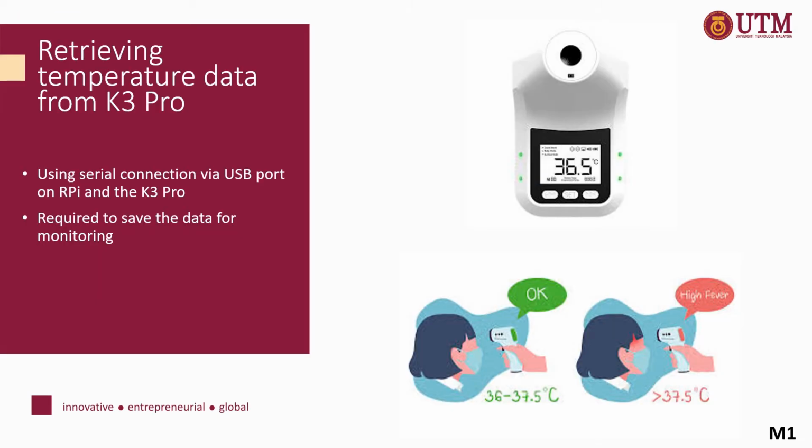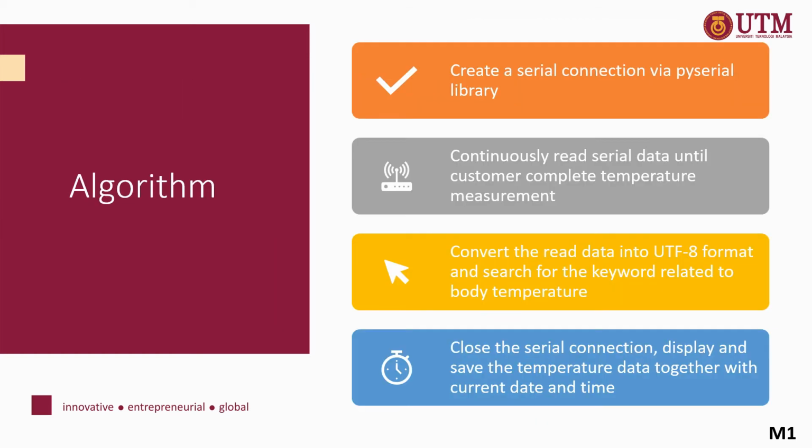The next part I'm responsible for is retrieving temperature data from the Cat3 probe. We are using an aftermarket thermometer for this project. To retrieve the temperature data, we have to create a serial communication via the USB port between the sensor and the Raspberry Pi. Next, I'm going to talk about the temperature checking algorithm.